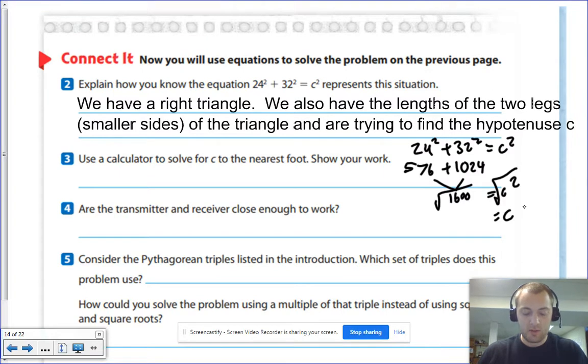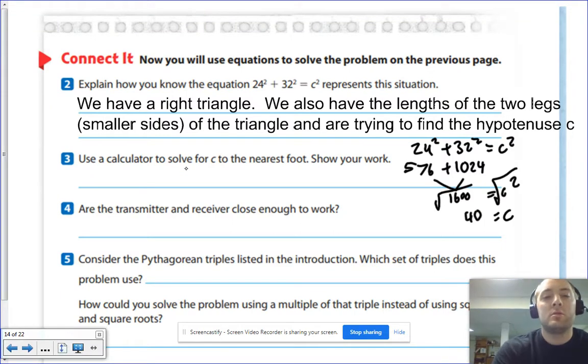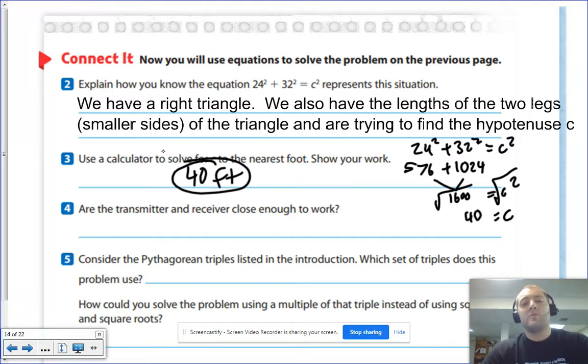Square root of 1600 is 40 indeed. That means the length to the nearest foot is 40 feet. And that's the work that was shown. So question 4, are the transmitter and receiver close enough to work? And how do you know?